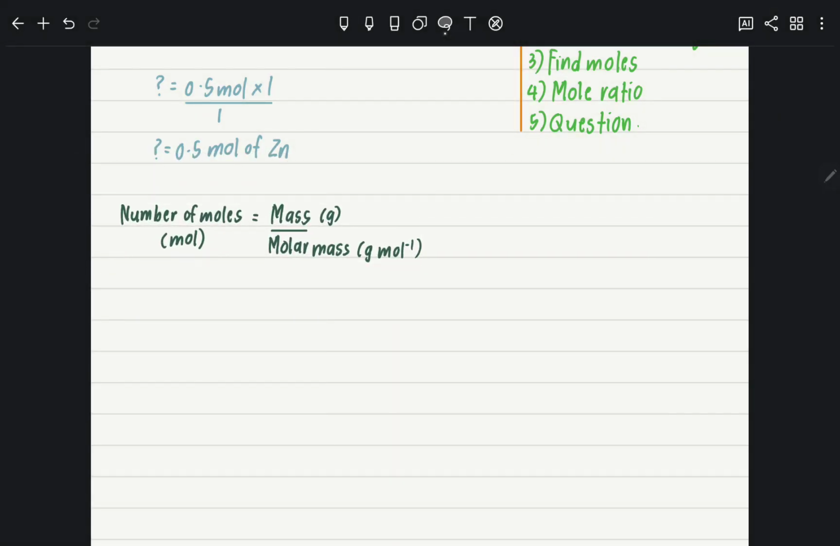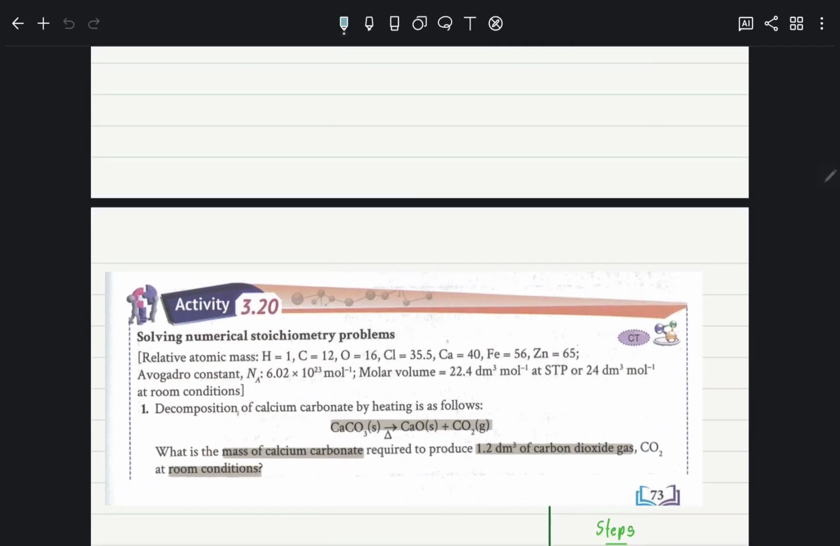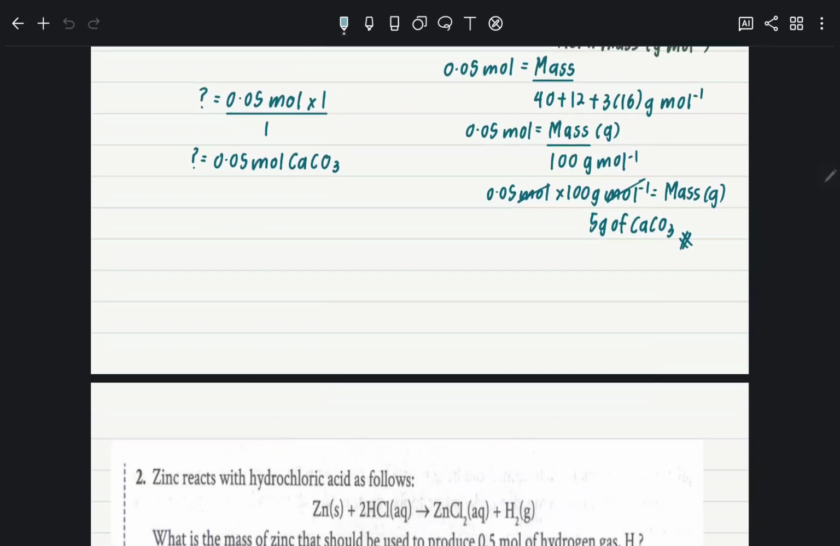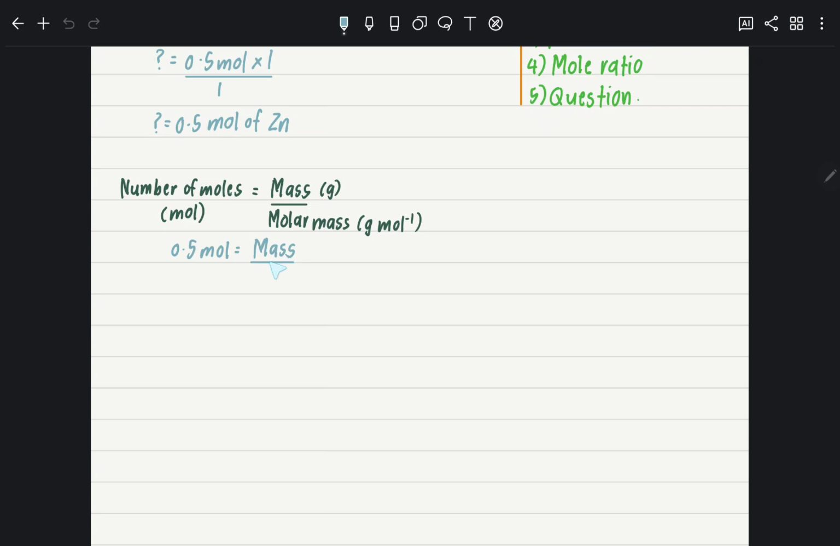Okay, so my number of moles is 0.5 mole. Mass I want to find. Molar mass for zinc, only zinc, so I can get it. How? Here, they say zinc is 65, so for molar mass we just need to add the unit. So 65 gram mole negative 1. Just change the place, because you want to find the mass, right? So 0.5 mole times 65 gram mole negative 1 is equivalent to mass in the unit of gram.